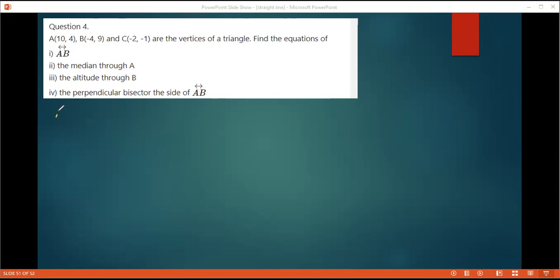Let us take AB. Here the points are given as A(10, 4) and B(-4, 9). These are the 2 points, and C(-2, 1) is the third point. So can we find easily the equation of line AB? How do we find it?